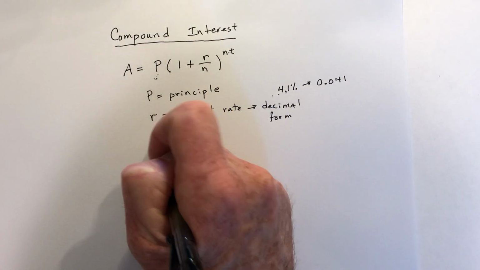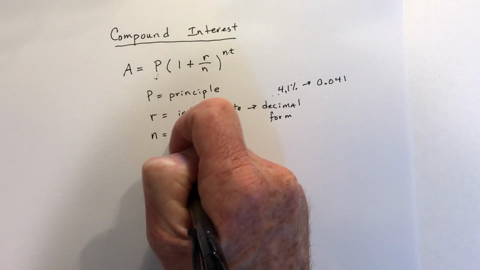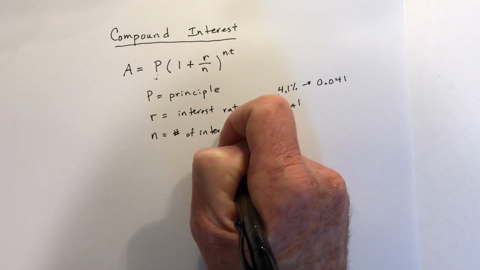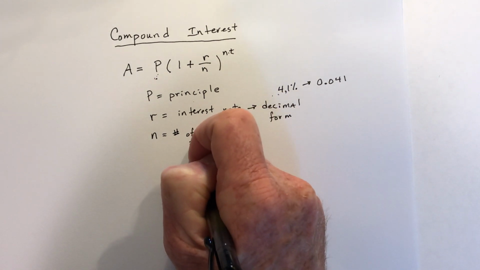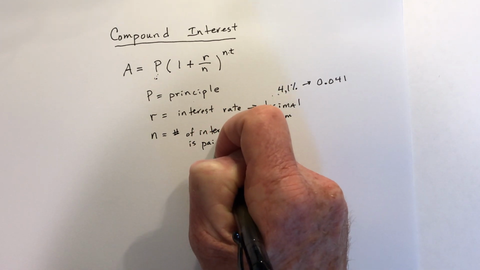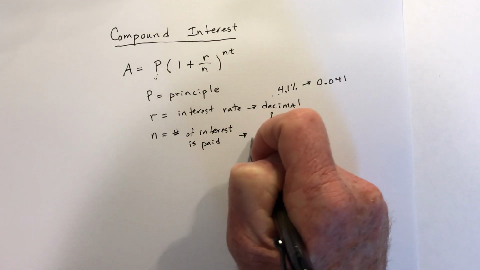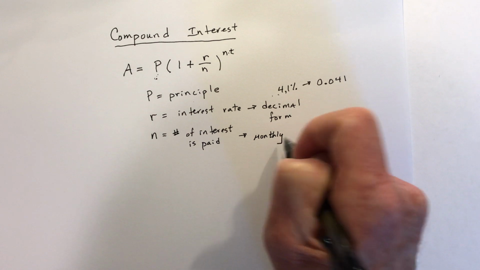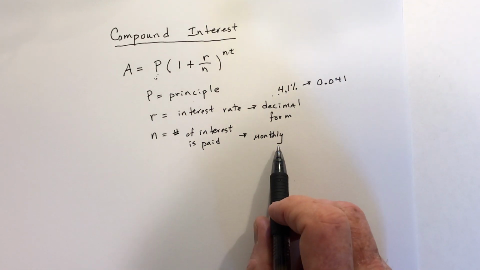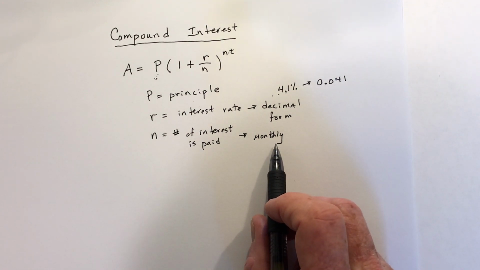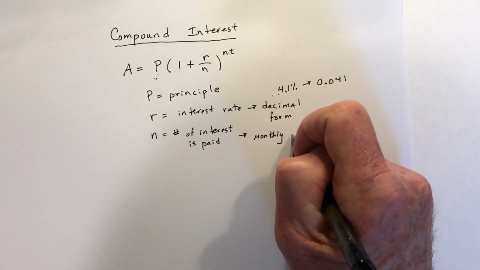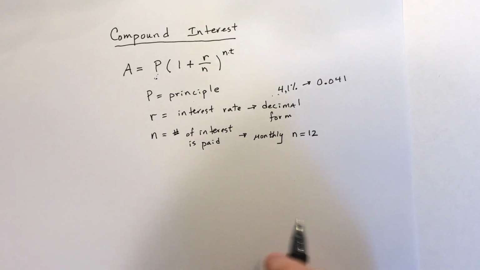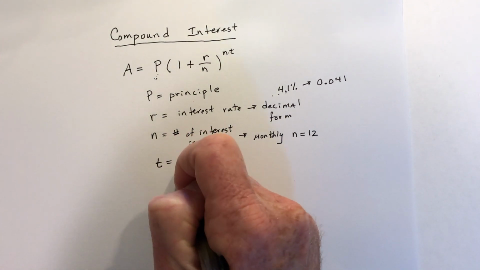And then the n is the number of times interest is paid. So for example, if it said it's compounded monthly, so at the end of every month, the bank says, okay, here's your 3 cents. All right, so that means that n would be 12 times per year, once a month. And then the t will be in years.